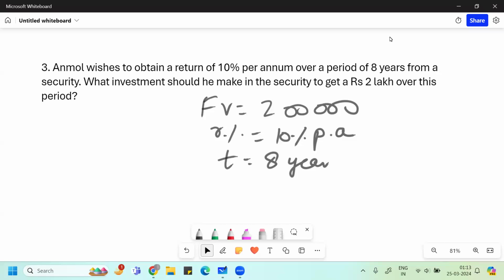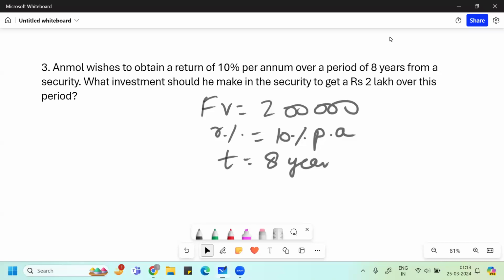Here we are discussing another question from the Investment Advisor Level 1 exam. In this question, there's a person called Anmol. He wants to earn 10% per annum over a time period of 8 years, and the fund he is looking for is 2 lakh rupees. What investment should he make in the security to get 2 lakh rupees over the period?